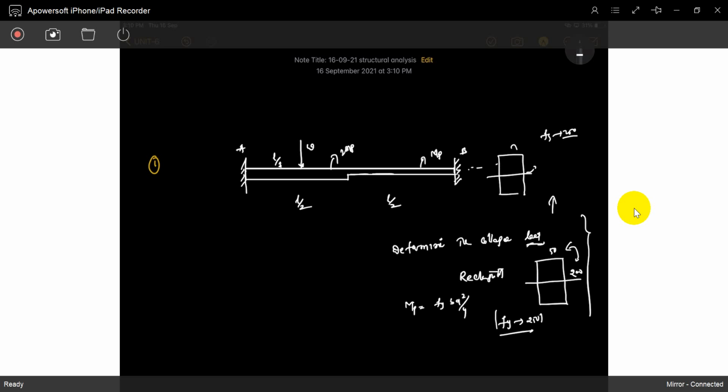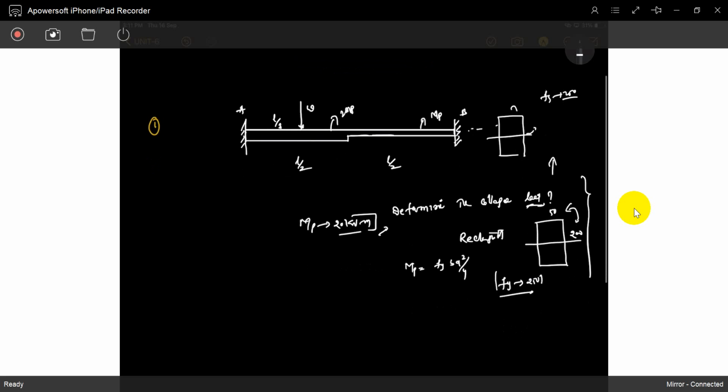I said once again, if Mp is 20 kilonewton meter, I gave it directly. Otherwise I can ask you to calculate it. Okay, find the collapse load. Now you can find out.